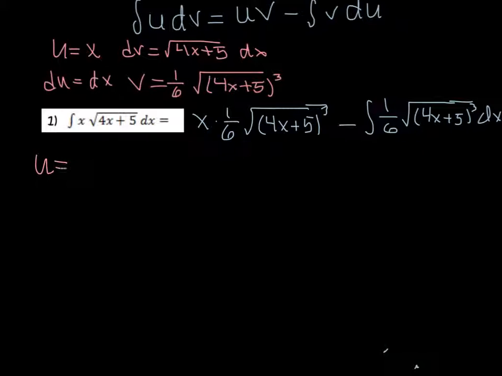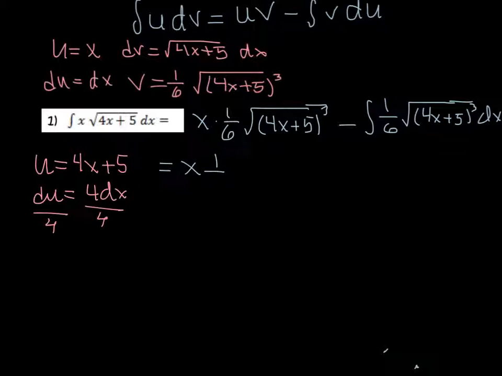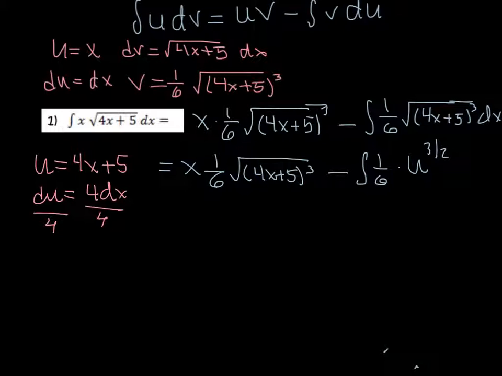So we need the substitution or changing variable. So I'm going to make u equals 4x plus 5, and then its differential will be 4 times dx. Since we don't have 4, we're going to divide by 4. And then we're going to do the substitution. So this equals x times 1/6 times the square root of 4x plus 5 cubed minus the integral of 1/6 times u to the 3/2 times 1/4 times du. We can multiply those constants.